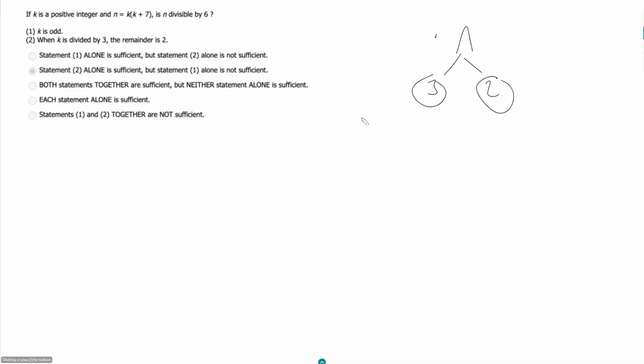Let's focus on the 2 for a second. If they want to know if n is divisible by 2, another way you can think of that is, are any of its factors even? Because any even number will be a multiple of 2, and therefore n will contain that multiple of 2. So let's think about this, because n is equal to k times (k plus 7).